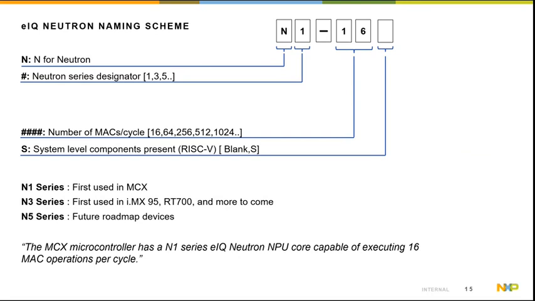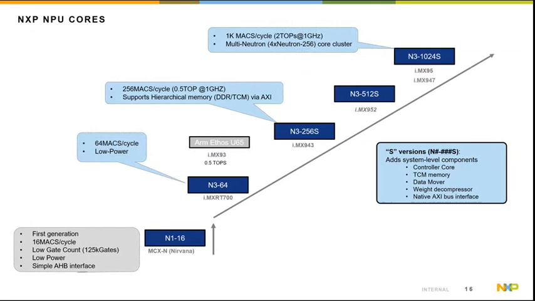So the N1 series is the first one, first used on this MCX device. Then we'll have the N3 series NPUs coming for i.MX 95 and RT700, and more to come. At some point, we'll have N5 devices. The way you describe this is that the MCX microcontroller has an N1 series eIQ Neutron NPU core capable of executing 16 MAC instructions per cycle.